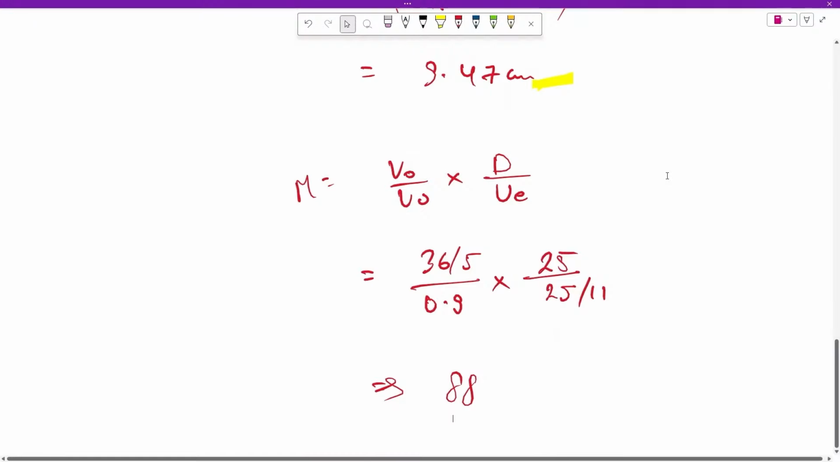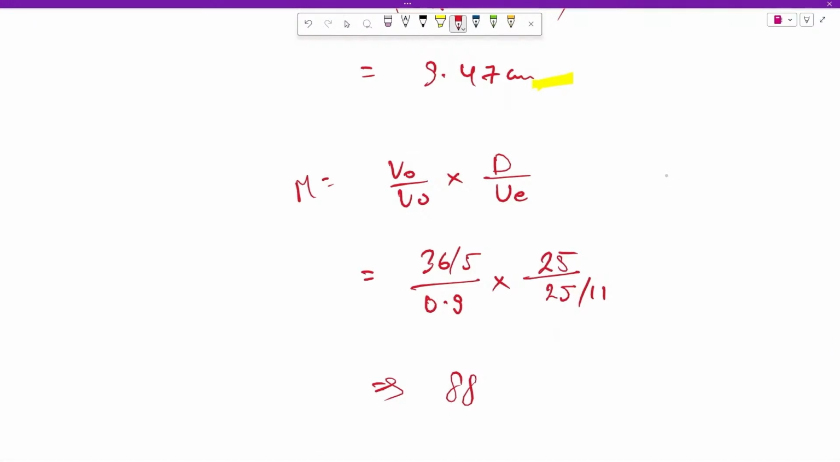We also need to find the magnification in this case. So magnification is given by VO by UO into D by UE. So we know the value of VO over here. We have calculated it as 36.5, and UO is given, that is 0.9, the distance of the object from the objective. D is known, that is 25 centimeter, and UE we calculated to a value of 25 by 11. So using this formula and substituting the values, we will get a result of 88. That is, the magnification of this microscope is 88x.